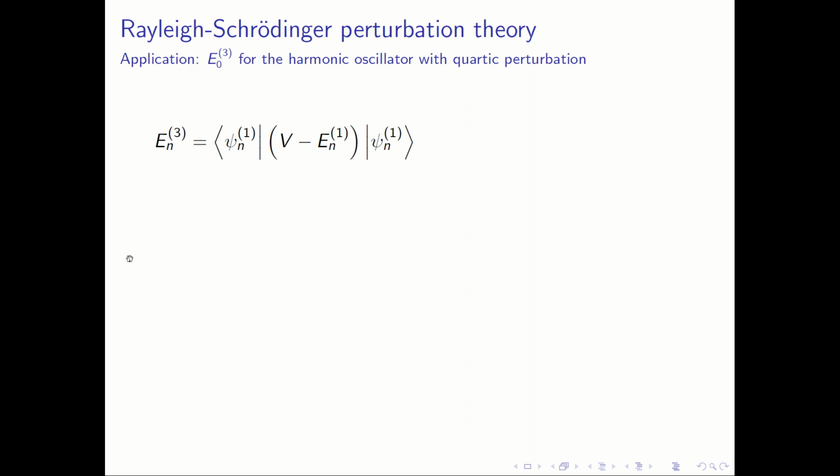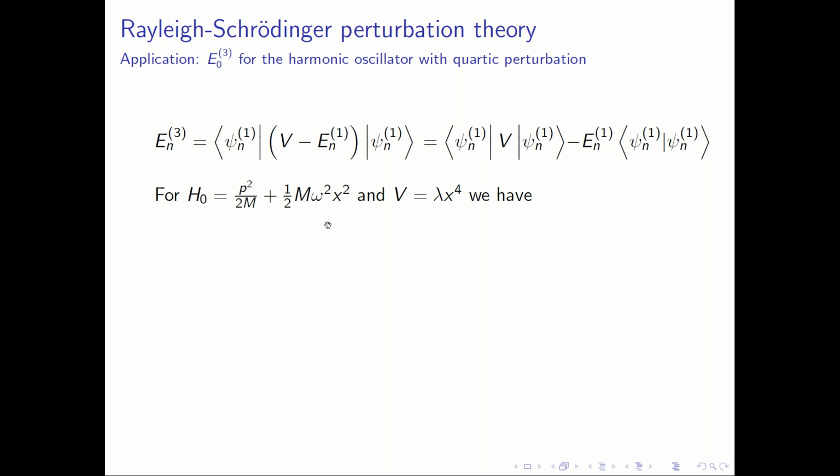The formula which we had derived, not the Rayleigh-Schrodinger original formula, but the formula that we had derived with our trick, is En3 is just given by psi n1 matrix element of V minus En1. And just to recall, of course this splits into two pieces. The matrix element of V minus En1 times just this. And remember, this is of course not 1.